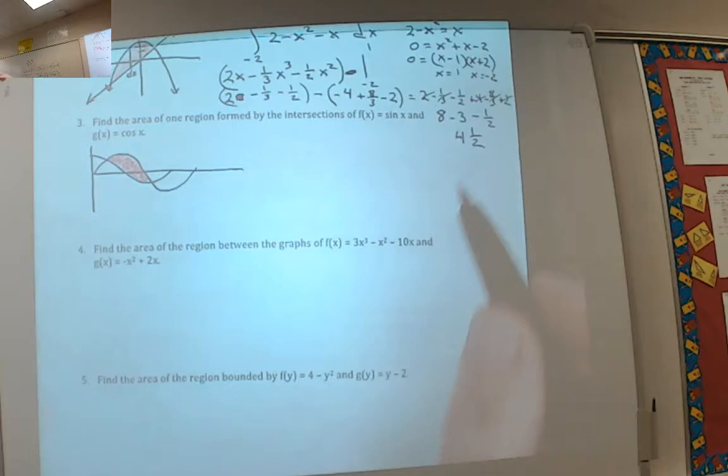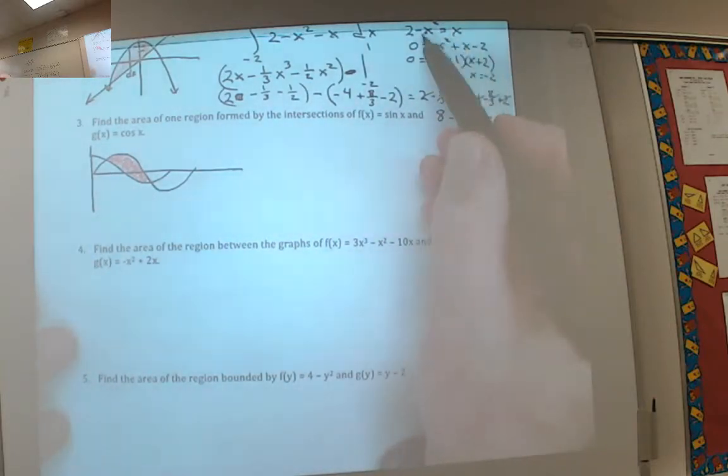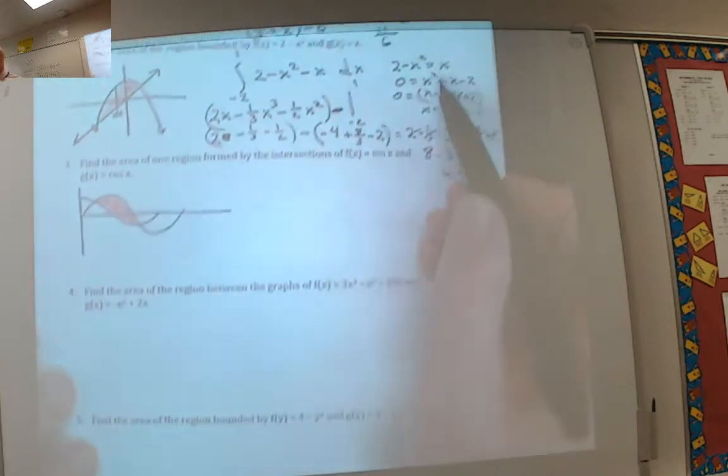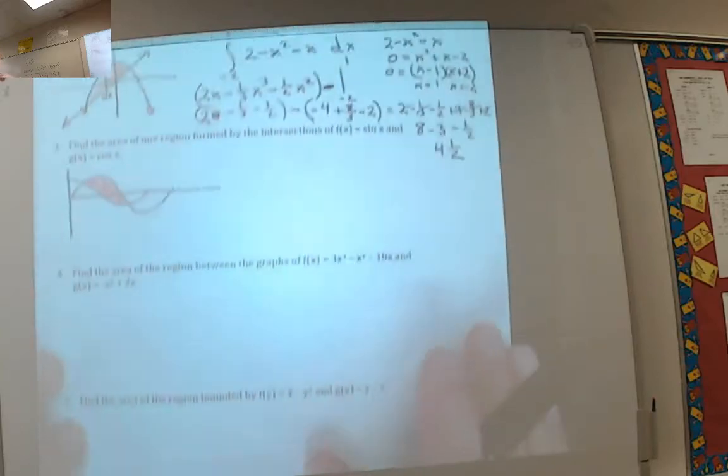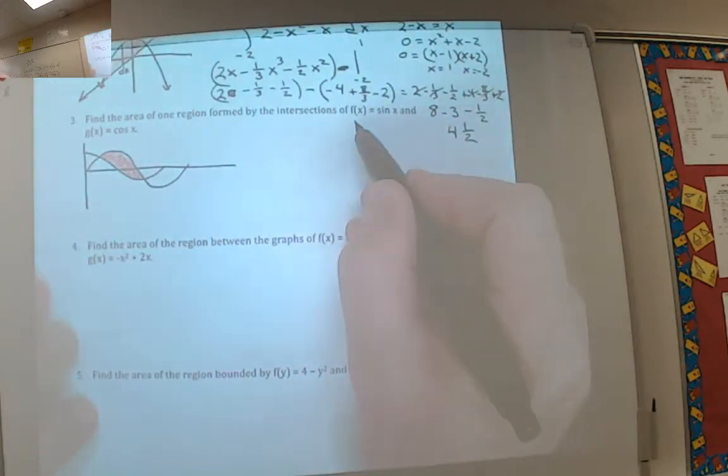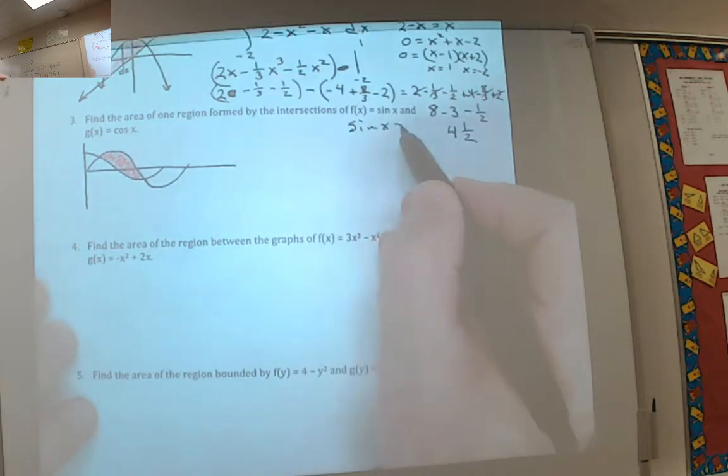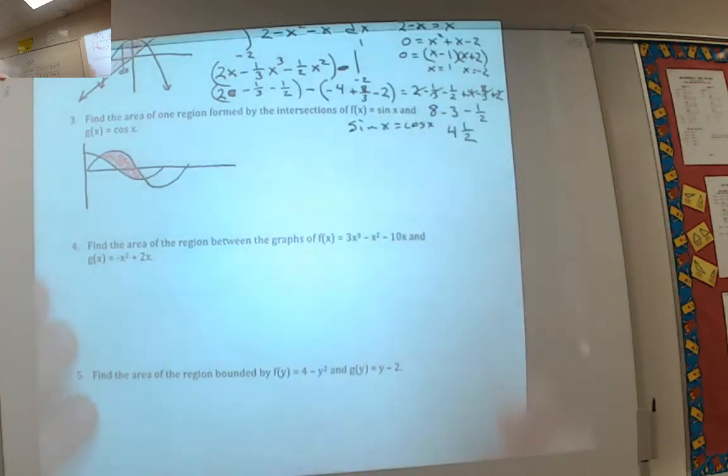So Logan, you know how I made them equal to each other right here? Do you see this up here? So I'm going to do the same thing here. I'm going to have the sine of x equal the cosine of x. Raymond, how do I solve that?